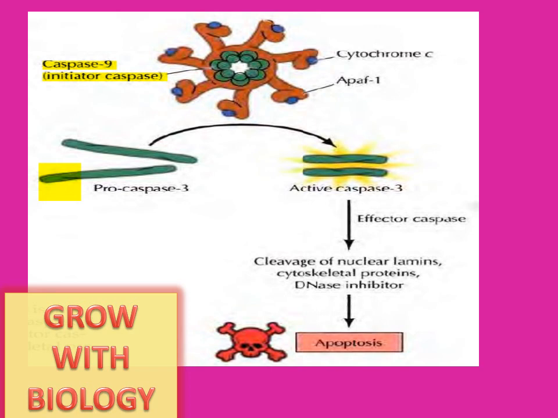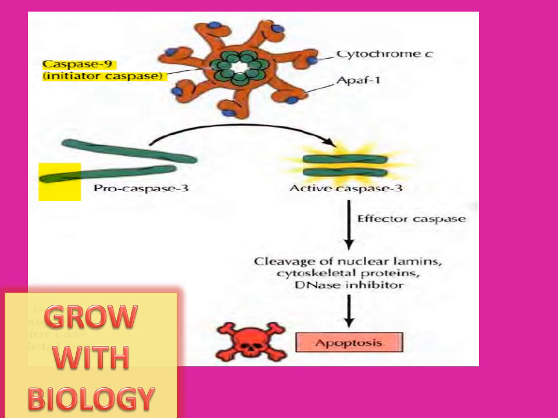Now this is the intrinsic pathway. You can see that there is caspase 9, which is an initiator caspase which will initiate the process. Now to this caspase 9 there is attachment of Apoptosis. We have studied in the previous slides that Apoptosis is CED4. Then to it there is binding of cytochrome C which was released by mitochondria. So this procaspase 3 which is present in an inactive form converts to an active caspase 3.